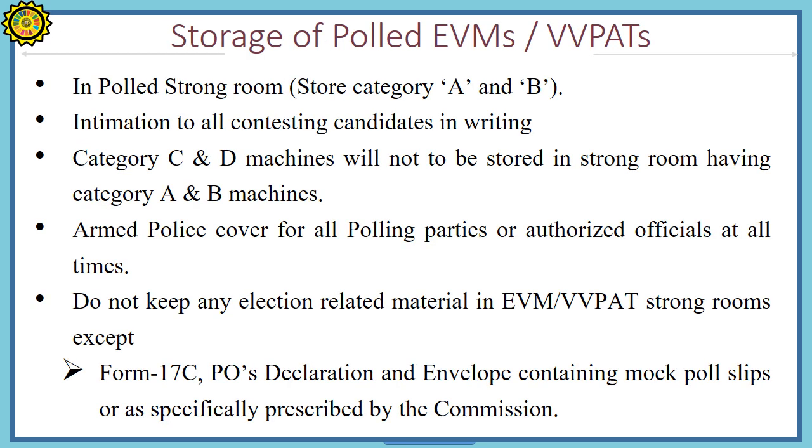Storage of polled EVM VVPAT. In polled strong rooms, store category A and B machines. Intimate all contesting candidates in writing. Category C and D machines will not be stored in the strong room having category A and B machines. Armed police cover for all the polling parties or authorized officials at all times. Do not keep any election related material in EVM VVPAT strong room except Form 17C, presiding officer declaration, envelope containing mock poll slips or as specifically prescribed by the Commission.